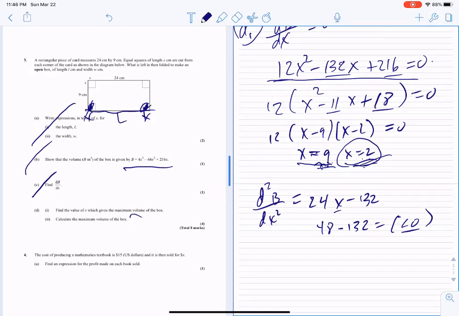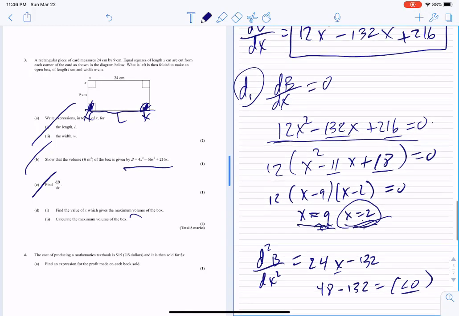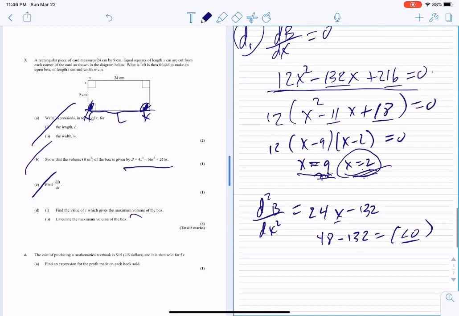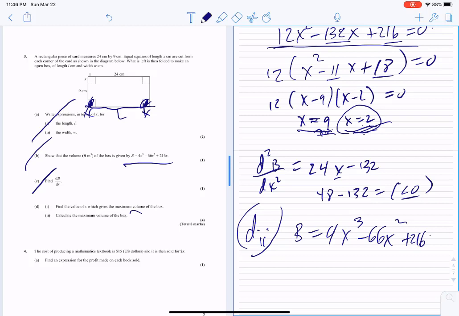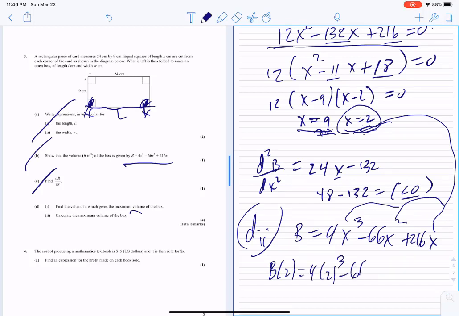So what I'm going to do is plug the 2 back into the volume equation. The volume equation, they already wrote over here for part B. So for this answer, D2, we're going to say my function B right here, which they gave me in part B, is going to take on the value of 2. We're going to plug this 2 into all of these x's here, okay? So B sub 2 is 4 times 2 cubed minus 66 times 2 squared plus 216 times 2.